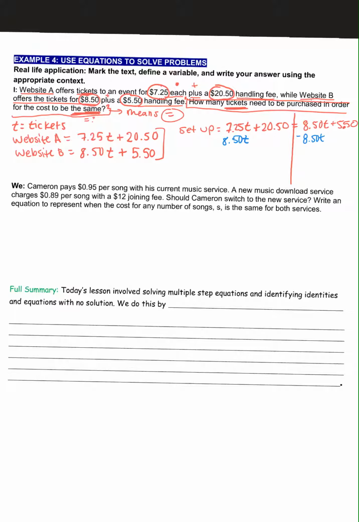Now, this is kind of where like terms come into play. I'm not going to subtract 8.50 from the 20.50 because there's no T. So these two are going to cancel. And then I'm going to have $5.50 on the right. And then 7.25 minus 8.50. Let's see what that is.